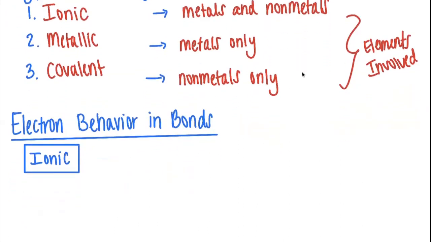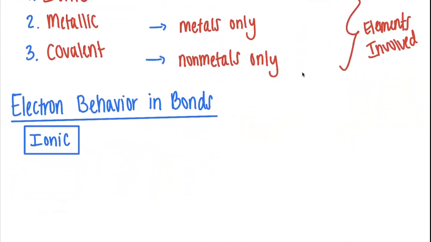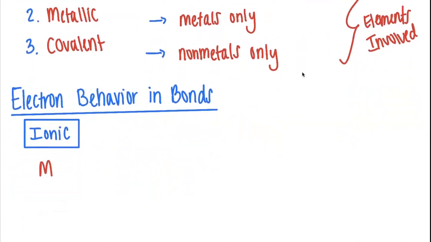We're going to do electron behavior in bonds, okay? I know this sounds very complicated, but we're going to break it down and hopefully it's a little easier. In ionic bonds, Nessa just told us we have metals and nonmetals. Yasmin, do metals have a lot or a little valence electrons? A lot. Try again. A little. Little, right? Because metals are the ones that are going to give those electrons up. They're on the left-hand side of our periodic table.